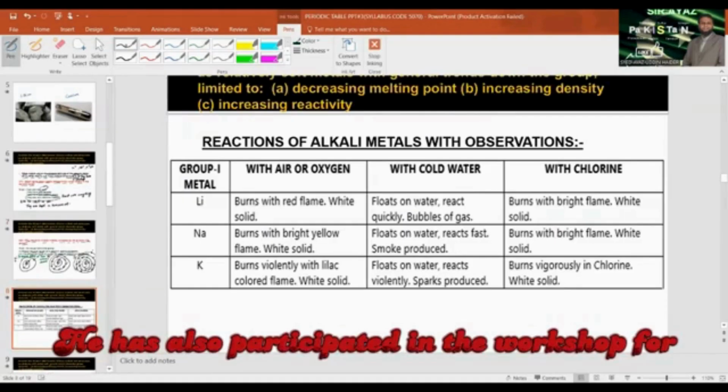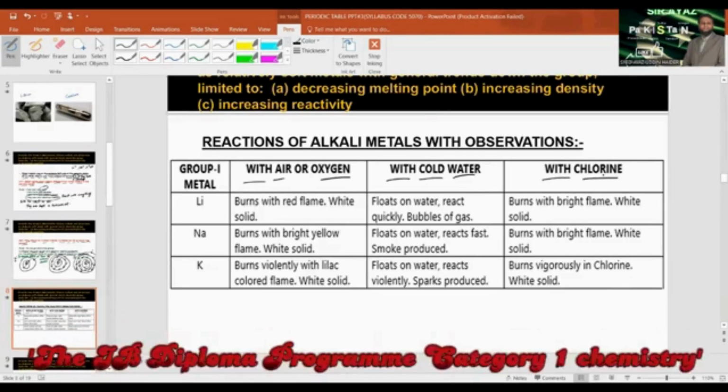So let's talk about some reactions of alkali metals along with observations. We have a reaction with air or oxygen, then we have reaction with cold water and with chlorine. For lithium, it burns with a red flame on reaction with oxygen and produces a white solid. And when lithium is reacted with cold water, it floats on water, then it reacts quickly, and bubbles of gas are produced. With chlorine, it burns with a bright flame and a white solid is formed.